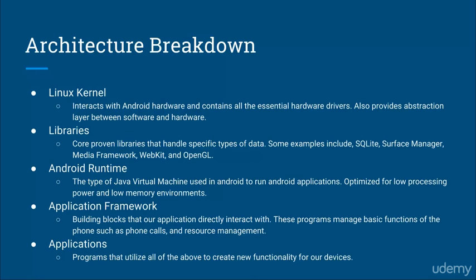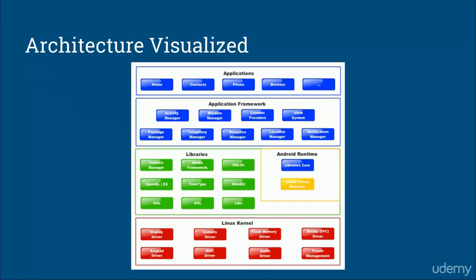So now let's see how all of these things are visualized. So I'm going to move on here. You'll notice at the very bottom, as I said, we have the Linux kernel. And the Linux kernel, as I said, interacts with all of the hardware, right? It provides a layer of abstraction with our hardware. That's our lowest layer, right? That's the layer that all of the other layers rely on. That's the layer in the red there.